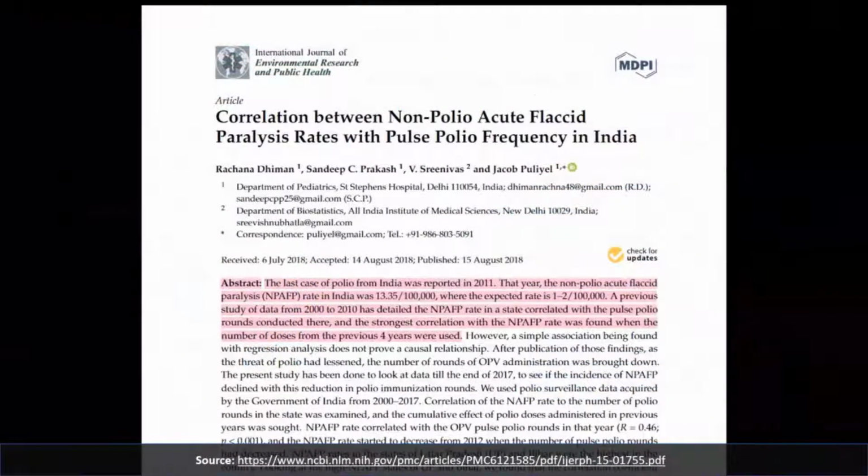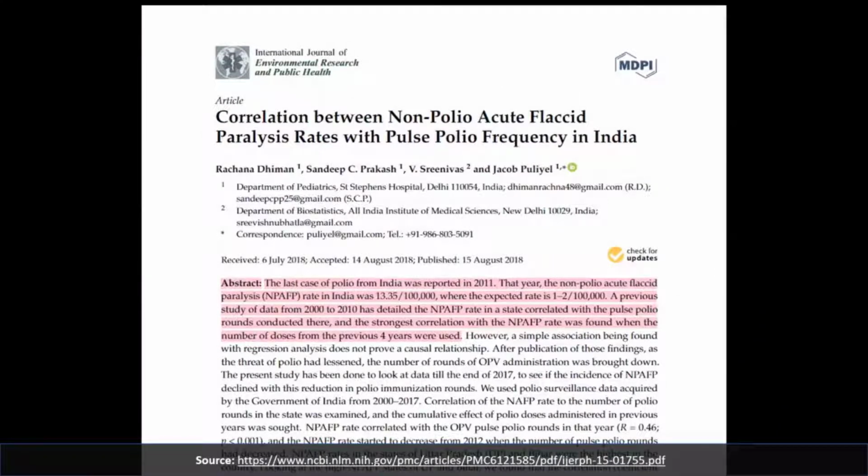This I found kind of interesting. Correlation between non-polio acute flaccid paralysis rates with pulse polio frequency in India. The abstract says the last case of polio from India was reported in 2011. That year, the non-polio acute flaccid paralysis, NPAFP, rate in India was 13.35 per 100,000, where the expected rate is supposed to be 1 to 2 per 100,000.